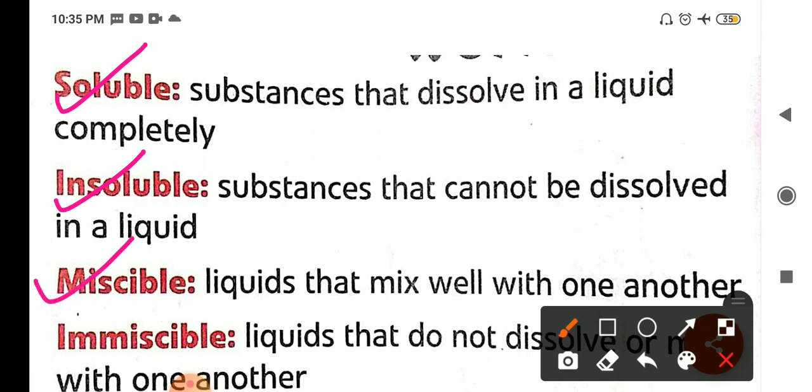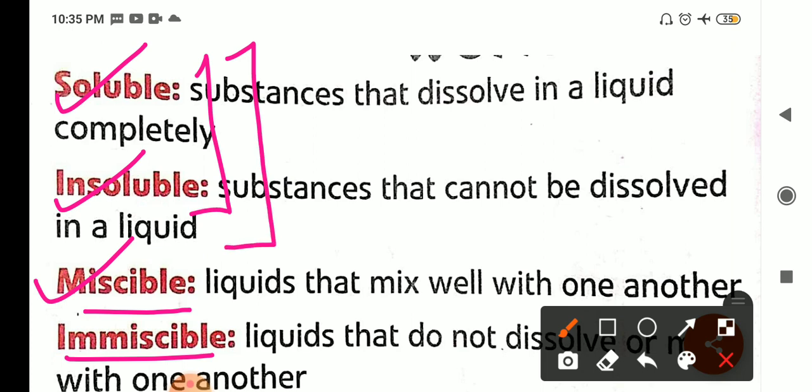Next term is miscible. Miscible and immiscible, these two terms are also similar to the previous two, but soluble and insoluble are used for a solid in a liquid, right? The substance which you are dissolving should be solid, and here these two terms, miscible and immiscible, are used for liquids, right? Then see one by one.